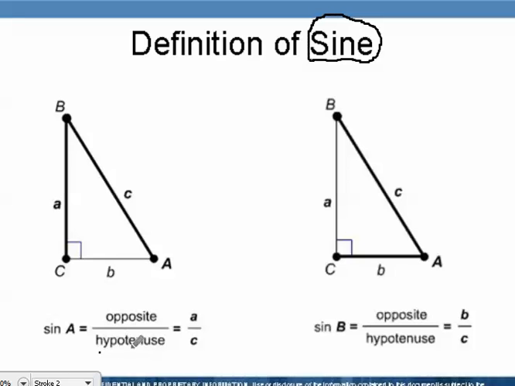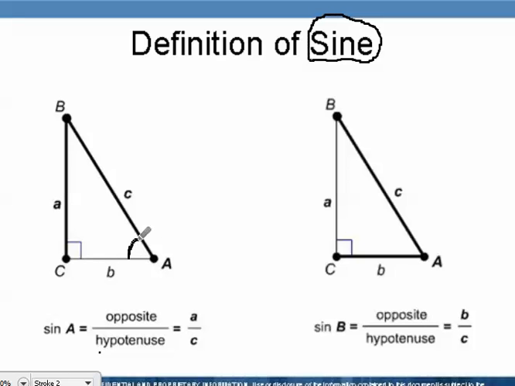Now notice, because the hypotenuse is always the biggest side, the sine is always going to be less than 1. Why? Because if I'm dividing by a bigger number, the result is always going to be less than 1. So, looking at the sine of angle A.